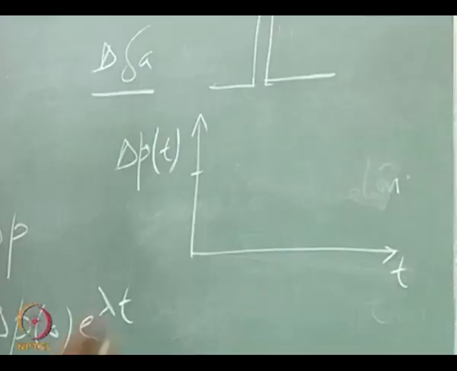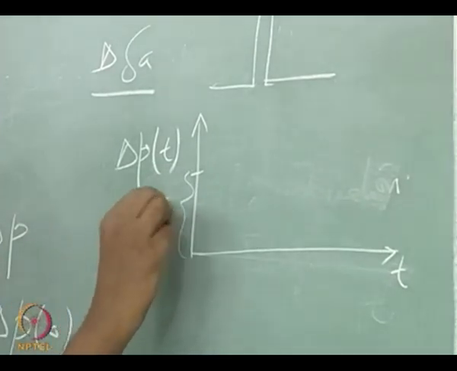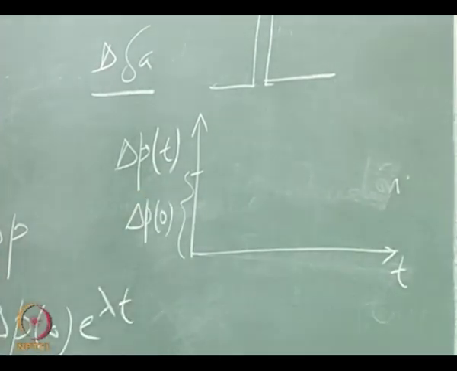And let us say this is the initial delta p. How will the response look like? It is going to decay exponentially.